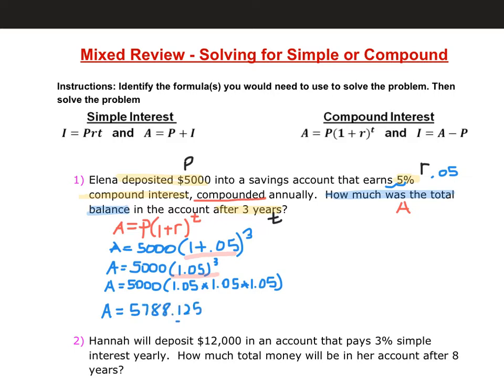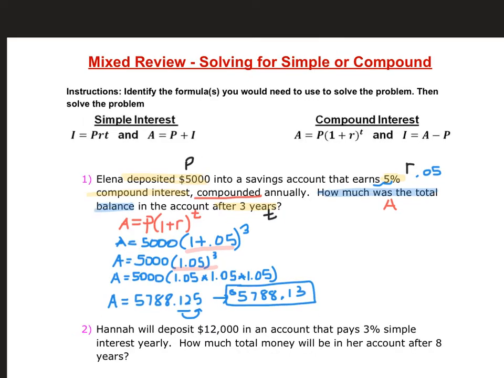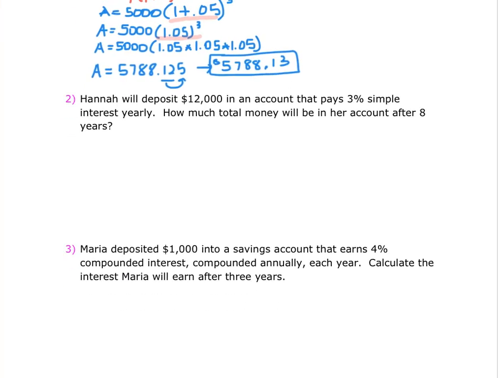Type that whole thing all in, and when you do that, you end up with 5,788.125, but money only goes 2 numbers after the decimal place, so that 5 right there is telling us to change this to 5,788.13 is the total account balance. Moving on to number 2.